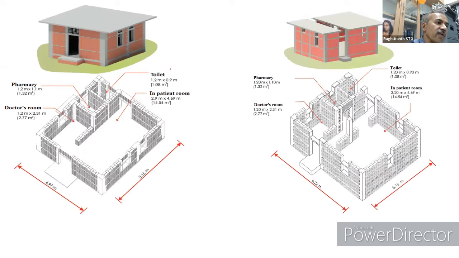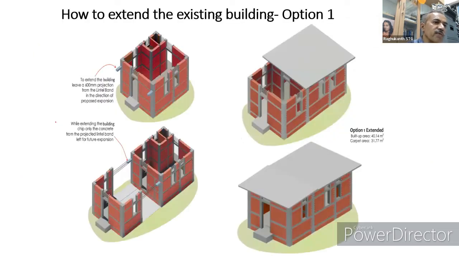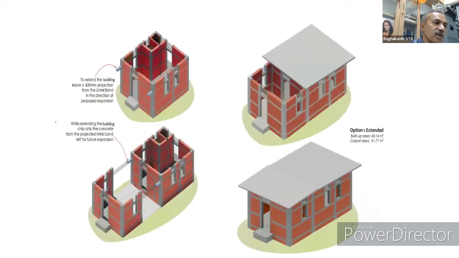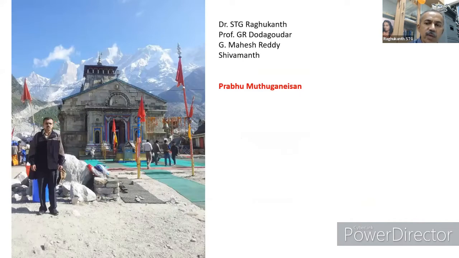We have shown where the toilet, inpatient room, and doctor's room should be, for the small sub-center they want to build. And then tomorrow, if they want to extend it, how to extend the small building itself. For extending a public health center, what the reinforcement has to be. These details we have also provided to the government, and the PWD people also.